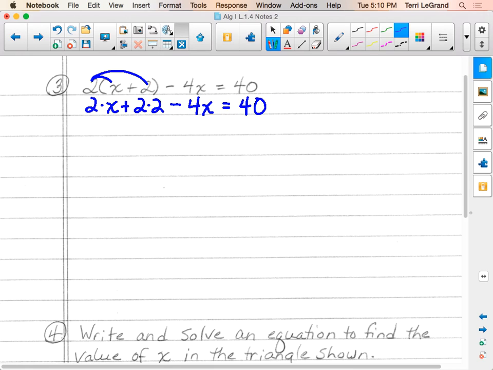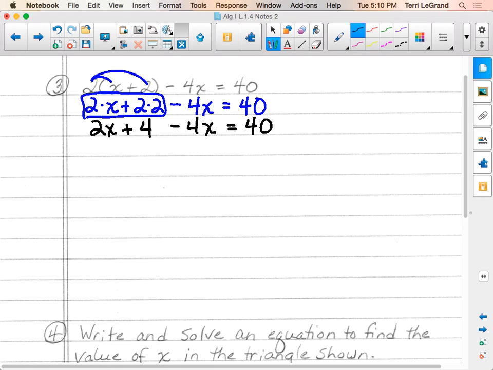So what we're really working on right here is we're taking care of those parentheses. Everything else looks the same. So that's going to become 2x. We'll just eliminate the multiplication dot there. That's going to become 4. And bring everything else along.